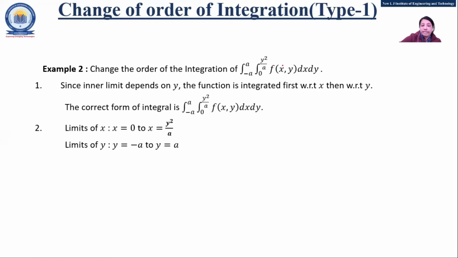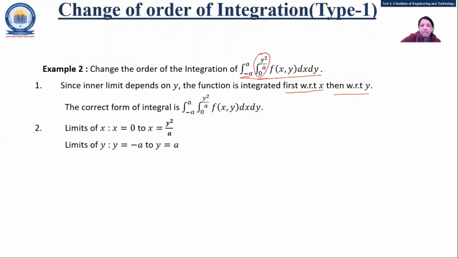Change the order of integration. Integration from minus a to a, 0 to y square by a, f(x,y) dx dy. Now you can see the inner limits depend upon y. So first the integration should be with respect to x and then y. It is given only, so no need to write down the correct format.